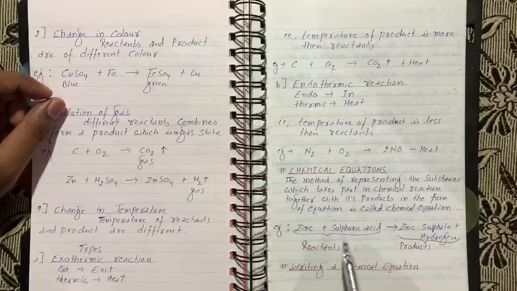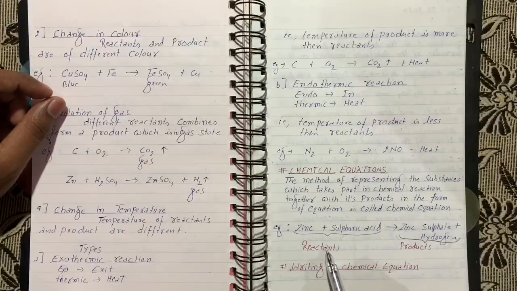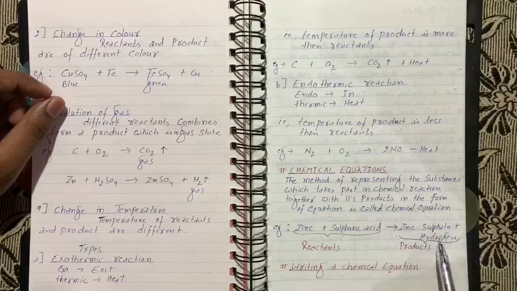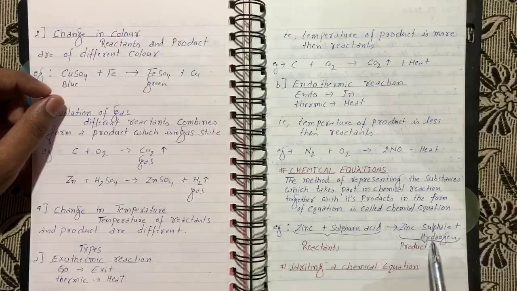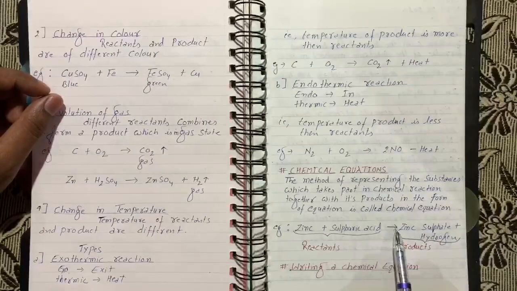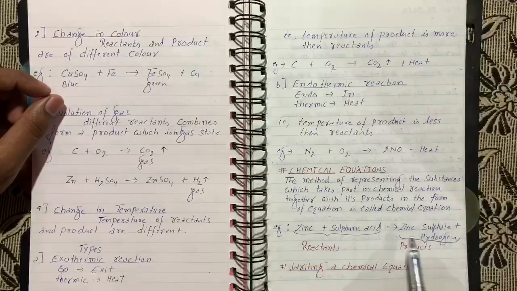Here zinc and sulfuric acid are called the reactants, and zinc sulfate and hydrogen are called the products. So when these two combine together, these two things are formed. This has been written in chemical equation form. This plus this, and the arrow simply means equal to. So this is what is called the chemical equation.